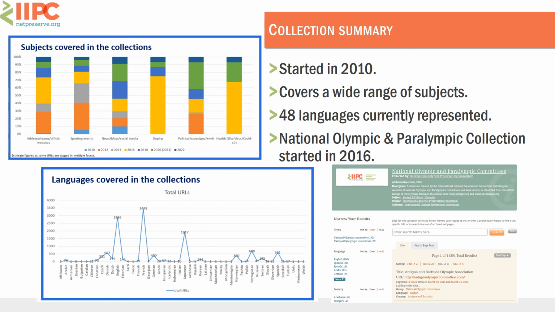The final slide is just an overview of the National Olympic and Paralympic Committees collection. This was established in 2016, and it is quite a big collection. There are over 300 URLs of the National Olympic committees and also Paralympic committees, but they're not all represented in this collection because not all of them actually publish a website, and if they do, they're sometimes very hard to identify.